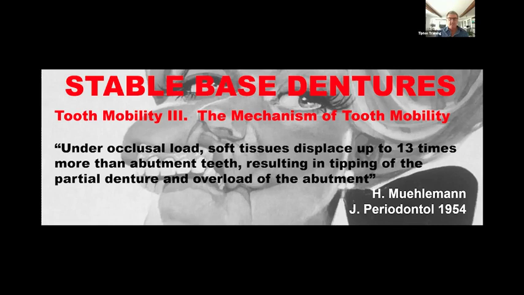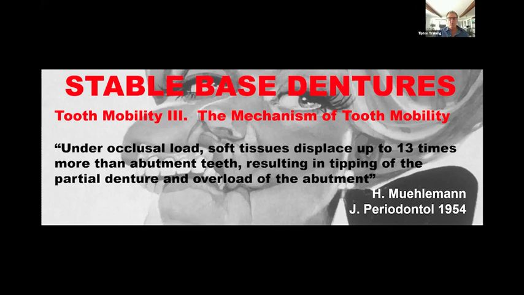So first of all, a problem with many partial dentures is the difference in mobility, especially intrusion, if you like, and soft tissue displacement in comparison to what is happening with the tooth. So we know that under occlusal loading, teeth move a little bit, but soft tissue moves up to 13 times as much. And this can produce torquing in the partial denture and especially in the abutments.